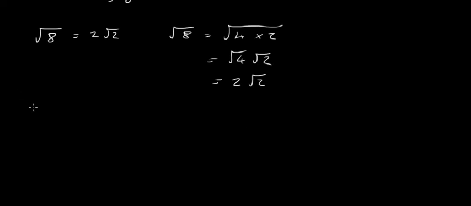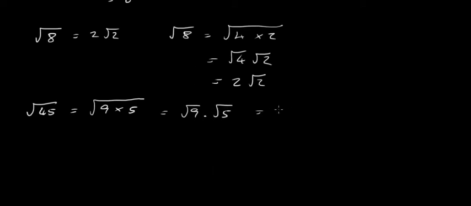Some other examples of that would be, let's say, the square root of 45. Well, that's just the square root of 9 times 5. 5 nines, 45. That's just the square root of 9 times the square root of 5 using our rule above, and that's just, square root of 9 is 3, so 3 root 5.